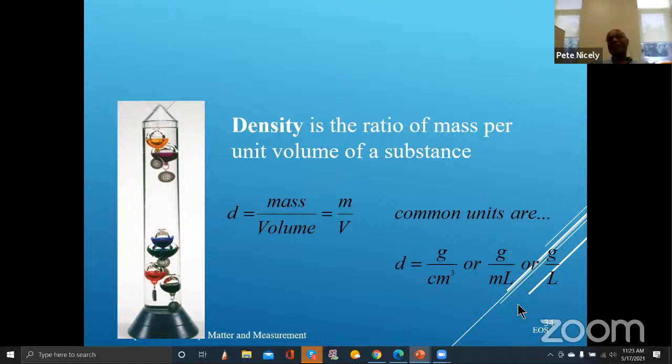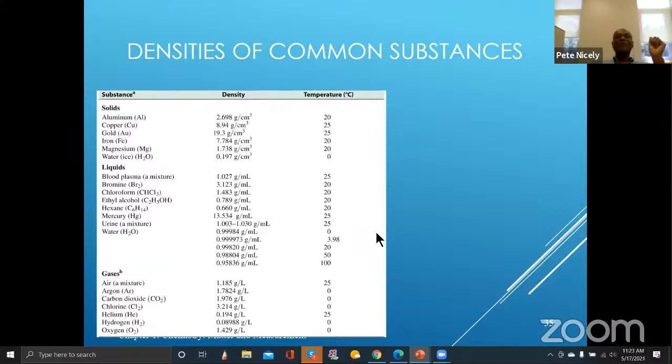And the reason why is because gases are much less dense than solids and liquids. In other words, for the same mass, the volume of gases would be larger compared to the volume of solids and liquids. And therefore, it's more convenient to express the densities of gases using grams per liter as opposed to grams per mil. Now, some common substances and their densities are shown in this table. And as you can see here, solids and liquids are expressed in grams per mil or grams per cm cube, same thing, while gases such as air, argon, chlorine, etc., have their densities expressed in grams per liter.